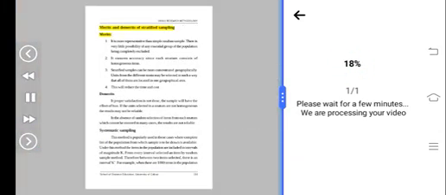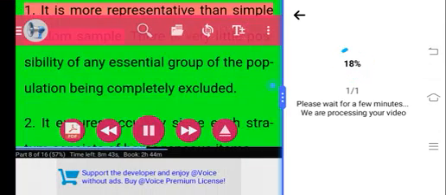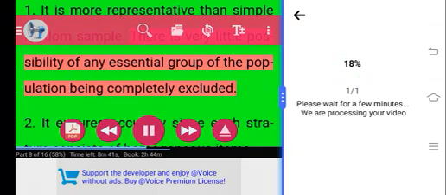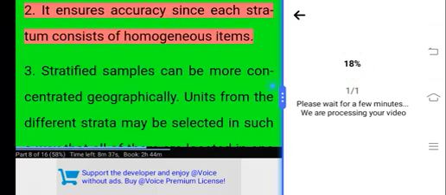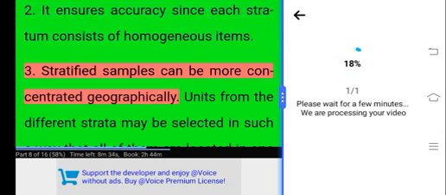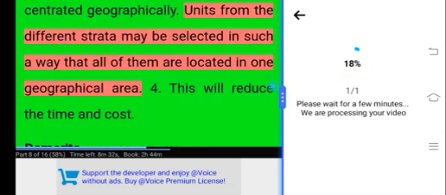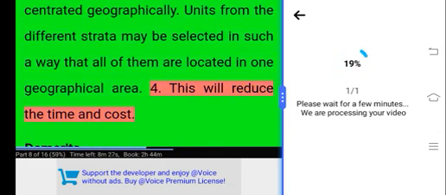Merits and demerits of stratified sampling. Merits. 1. It is more representative than simple random sampling. There is very little possibility of any essential group of the population being completely excluded. 2. It ensures accuracy since each stratum consists of homogeneous items. 3. Stratified samples can be more concentrated geographically. Units from different strata may be selected in such a way that all of them are located in one geographical area. 4. This will reduce the time and cost.